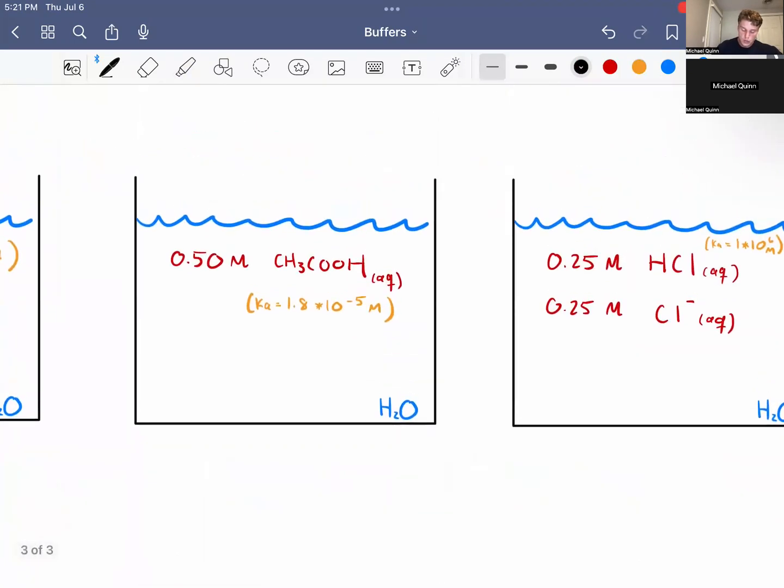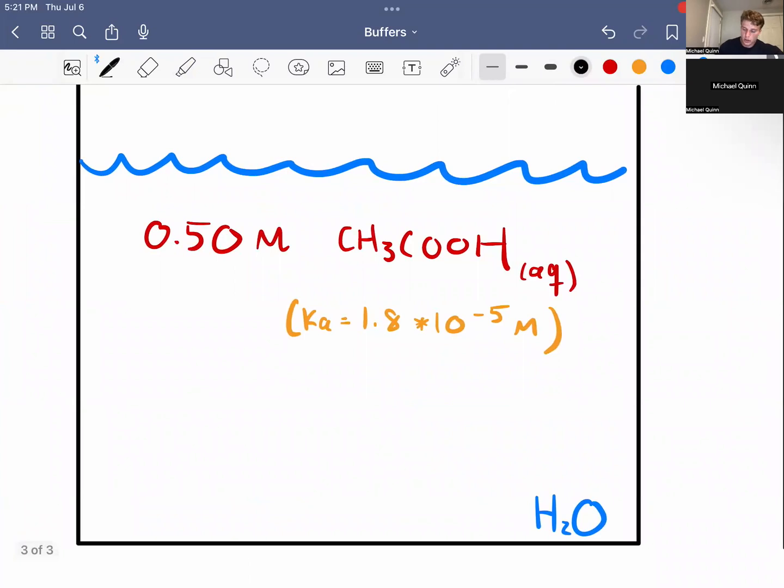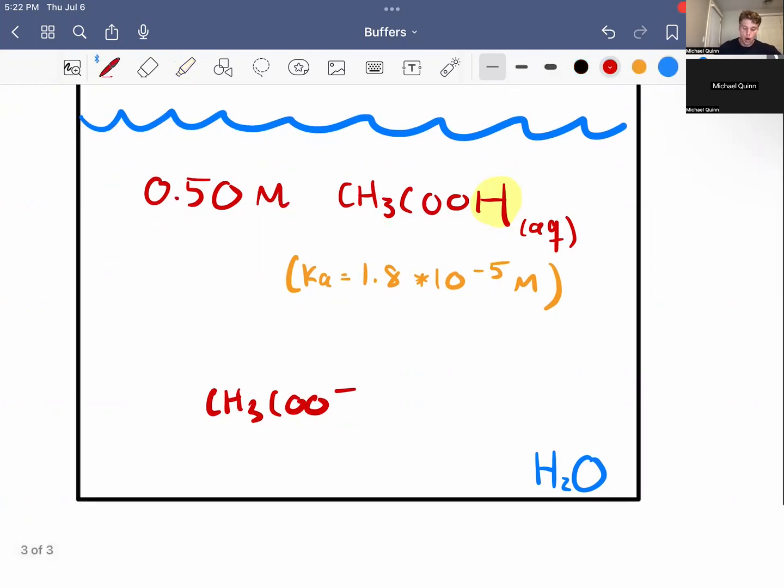However, we do not have the conjugate base. So in order for this to be a buffer, we would need a concentration that would also fall into that ratio of CH3COO minus. That would be the conjugate base, because removing that hydrogen right there would give us the conjugate base CH3COO minus. So because we do not have the conjugate base of our weak acid, we cannot call this a buffer.